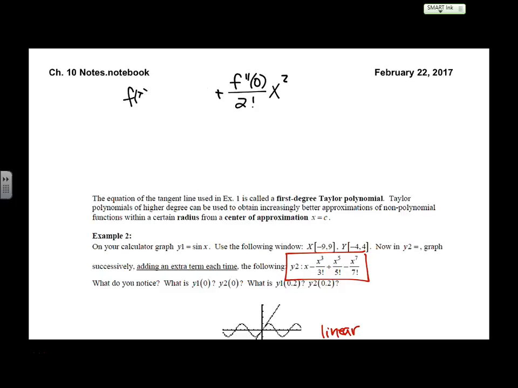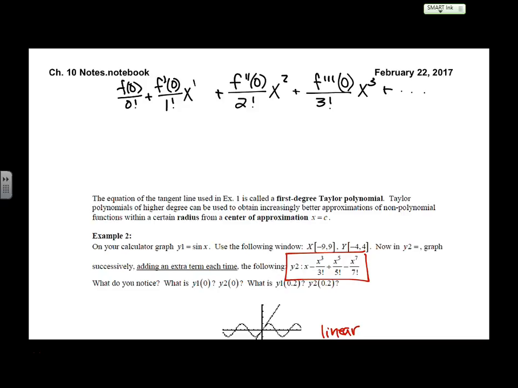Couldn't we technically then, just to see the pattern a little bit better, think of this as f of 0 all over 0 factorial? And f prime of 0 all over 1 factorial times x to the 1, right? What is 0 factorial defined to be? 1. What's 1 factorial defined to be? 1. This would be the third derivative of f of 0 all over 3 factorial.